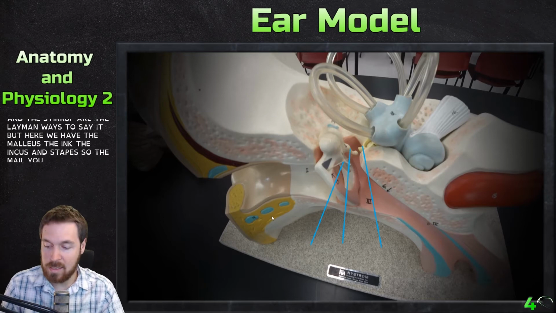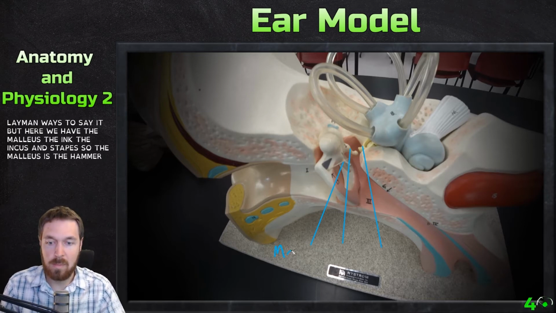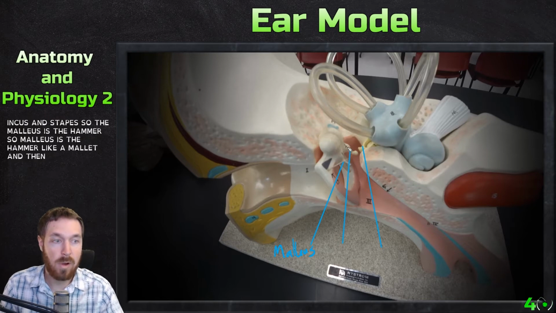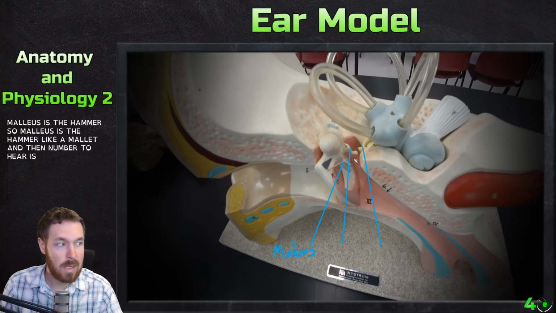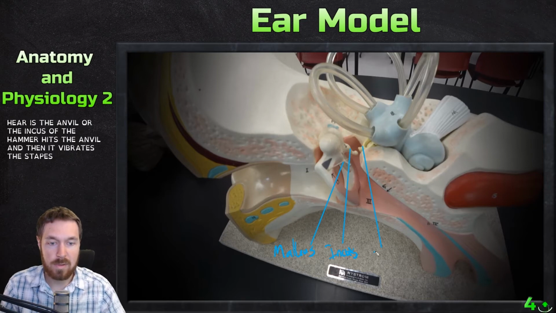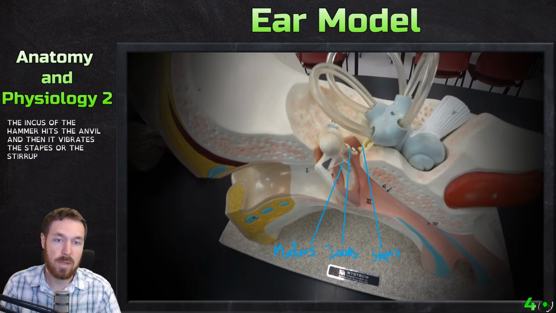So the malleus is the hammer, like a mallet. And then number 2 here is the anvil, or the incus. So the hammer hits the anvil. And then it vibrates the stapes, or the stirrup. So this then vibrates on that.